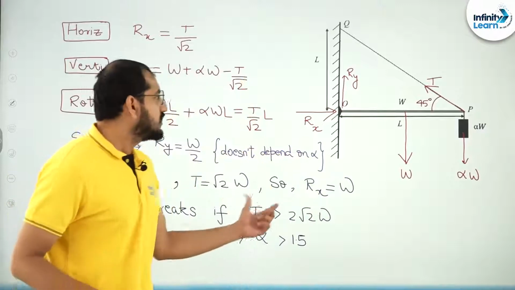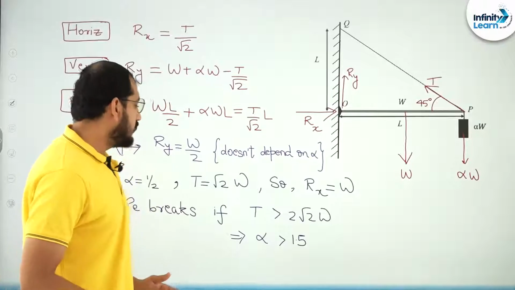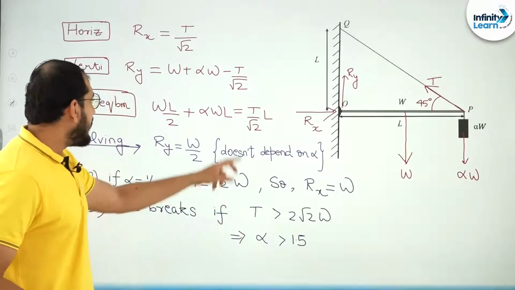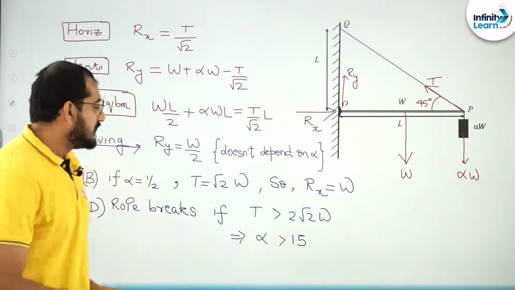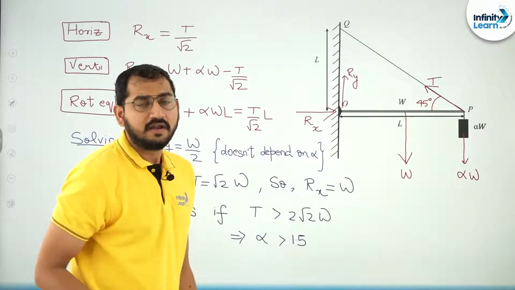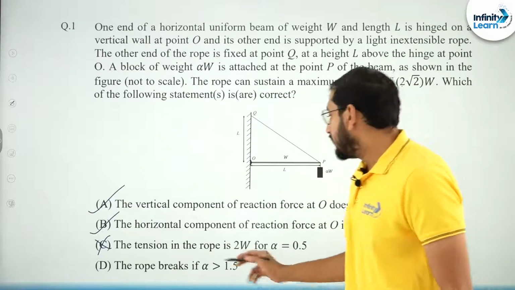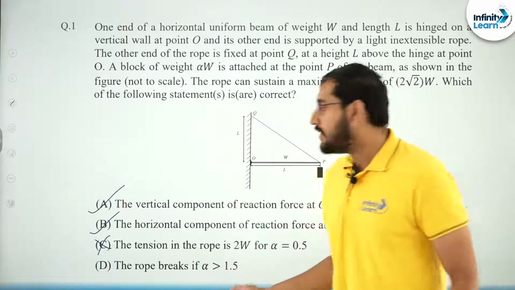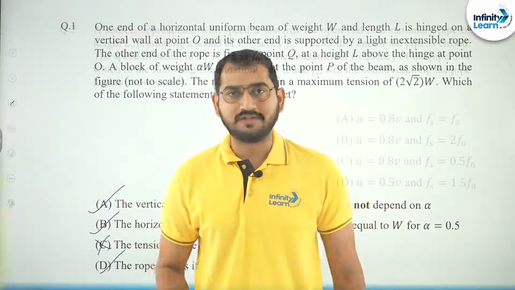So if this tension exceeds this value, then the rope will break. So if I put the expression of T over here and solve for alpha, the condition is that if the alpha value is more than 1.5, then only the rope will break. So if you see here, the rope breaks for alpha more than 1.5, then yes, A, B and D will be the correct answer for this question.